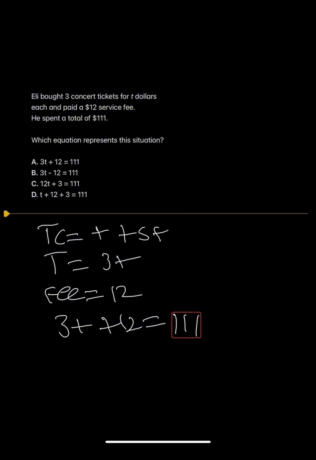The other ones are incorrect because for B, this would subtract the fee, so this wouldn't make sense. We need to include it. For C, if we have 12T, that would imply $12 per ticket, but it's a flat fee. And then D is just an improper form with incorrect operations here. So again, that's why A represents the equation in this situation.